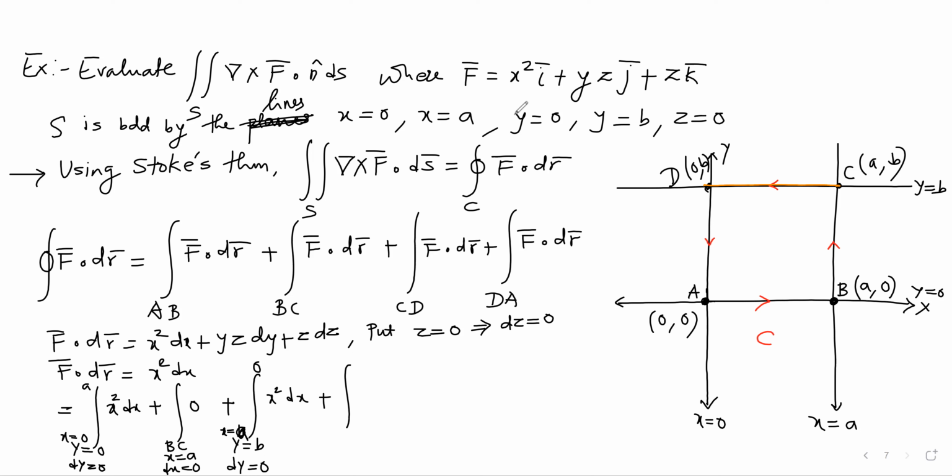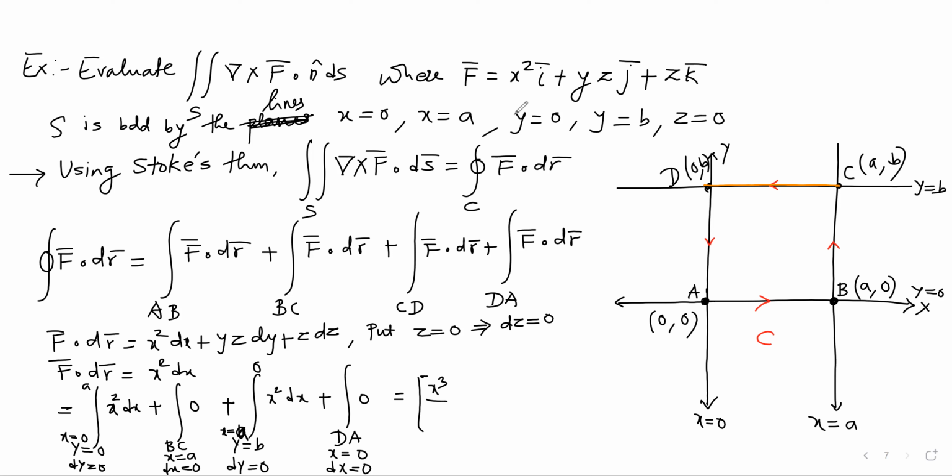The last one is the integral from D to A. The equation of DA is x is 0. Put dx as 0. So we get the integral of 0. So we are evaluating all the line integrals together in one step. And that way we get x squared dx plus this. So put the integral limits and solve it.